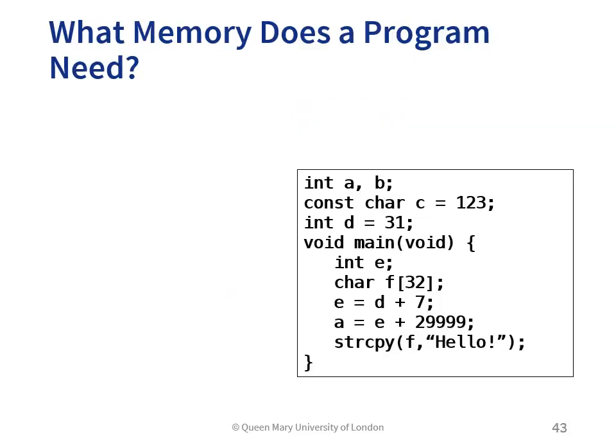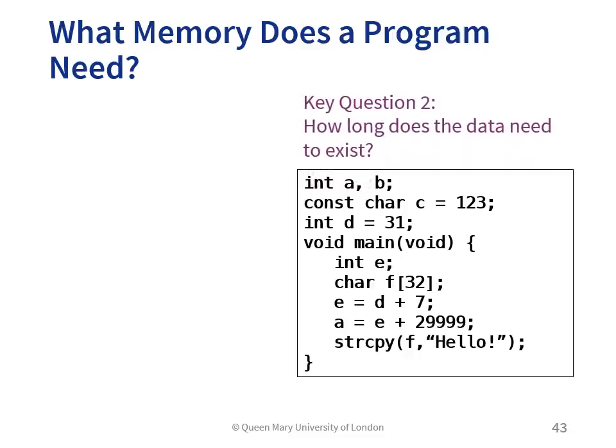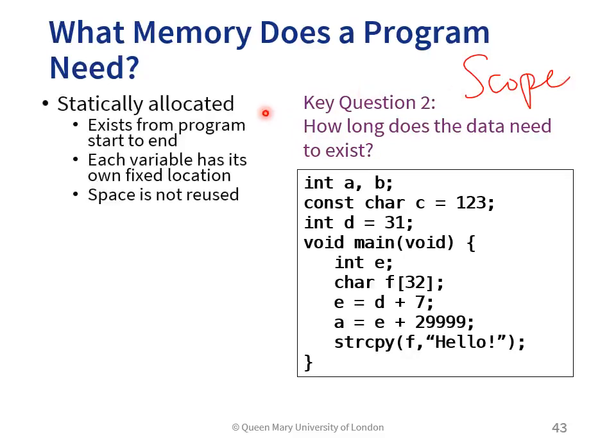The second question that we should ask is how long does the data need to exist? In other words, we're looking at the scope of the data. Some of the variables are statically allocated. They will exist from the start of the program to the end. It has to be global.